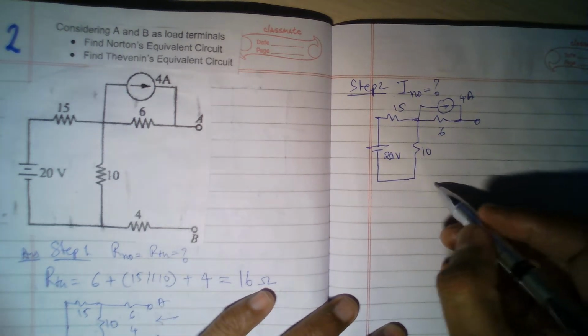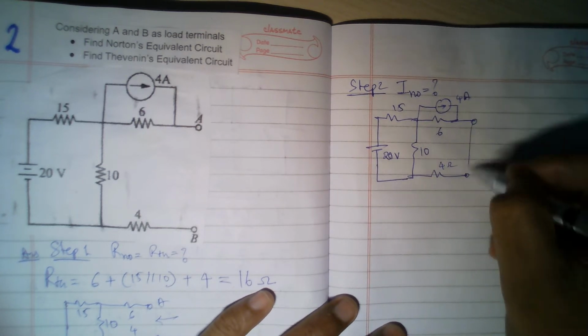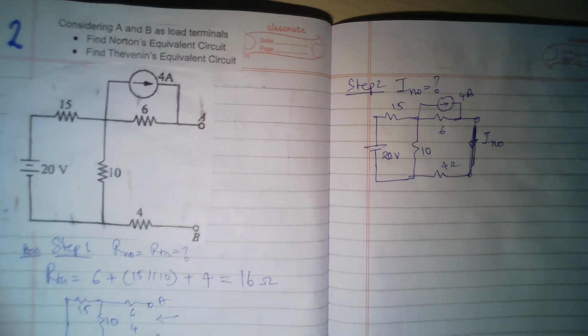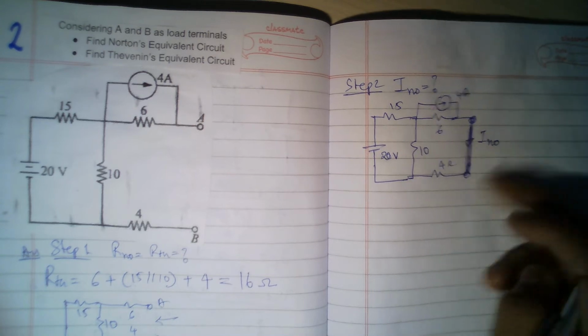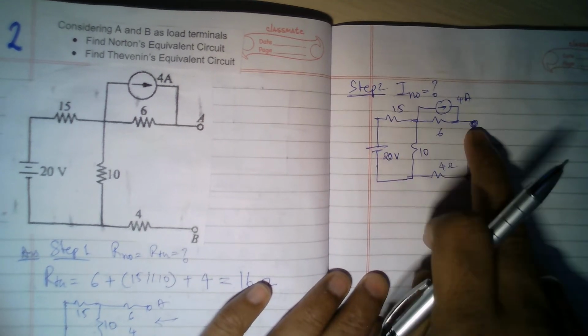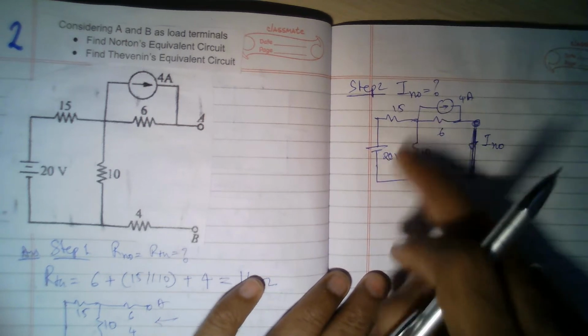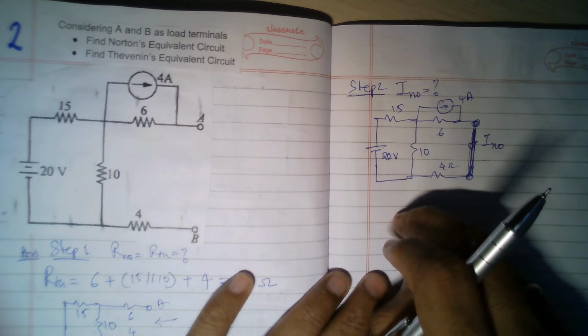Now these terminals A and B I short circuit, and this current I call INO. So what is the INO current? This is our objective to find. So how do we find this current? We have a circuit and we have two sources, so I can apply the superposition theorem and find it out. So let's apply the superposition theorem.